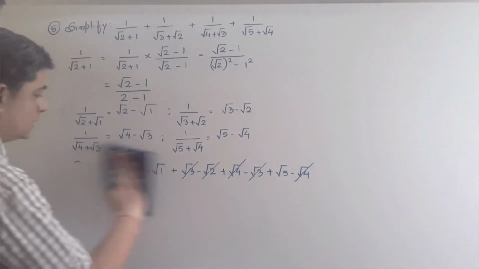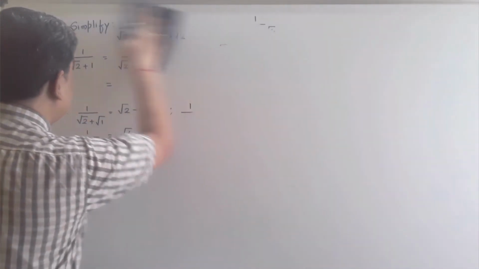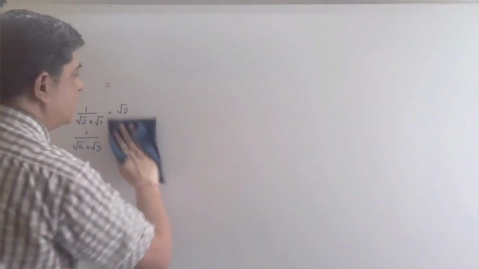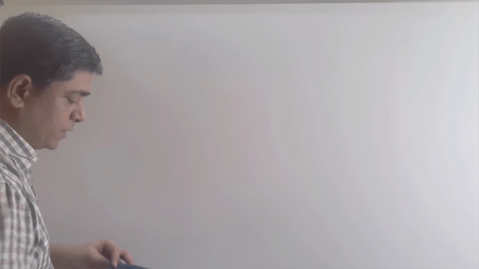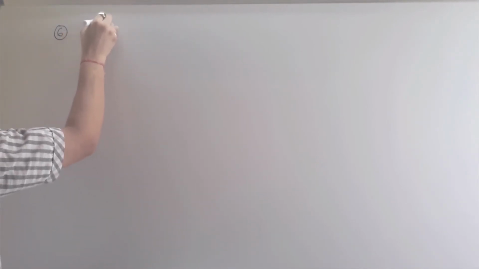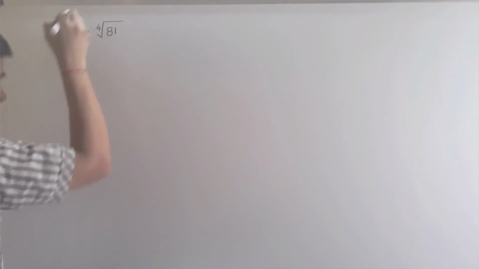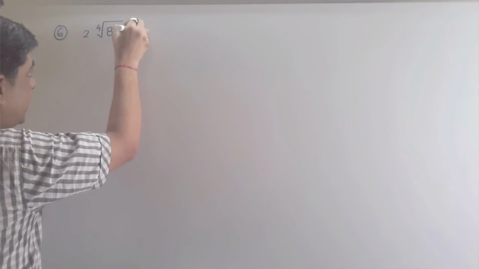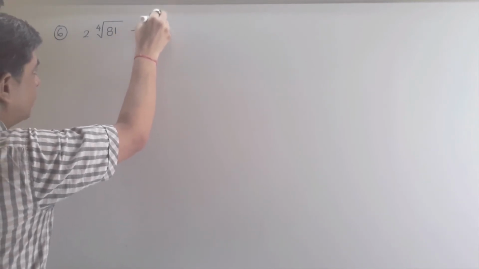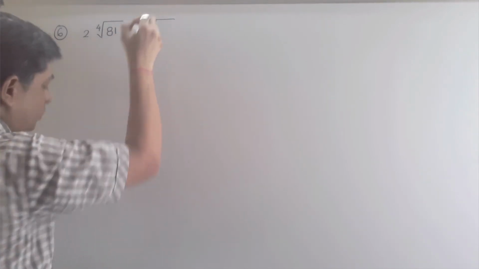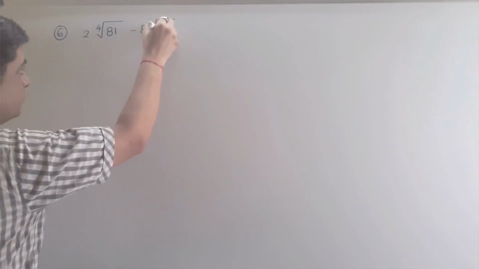Now let us see the last question. Last question, question number 6, I am solving it. That is from laws of exponent. So let me write down the question here. Question number 6. We have given that 6th question, 2 into 4th root, remember, I am reading here, 4th root of 81 minus 8 into cube root of 216.